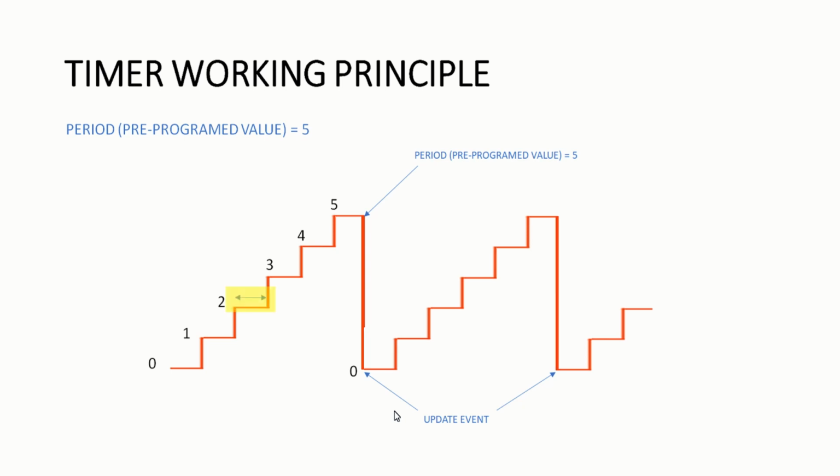You can see this gap that is highlighted in yellow is the time taken by the timer to count one step, and this can be varied by varying the frequency of the timer. So this time gap can be varied by changing the clock source of the timer. That we will see a little bit later.